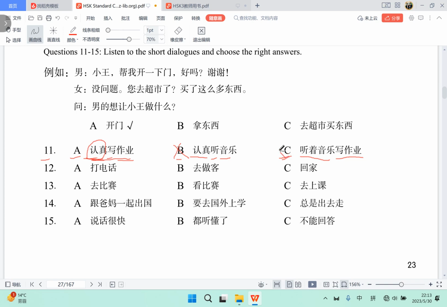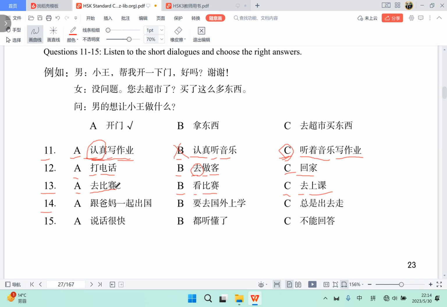So we have to pay attention to the question. Okay, number 12, 第12题, A 打电话, so make a phone call, and B 去做客, so to be a guest. 做客 is be a guest, so 去, to go and be a guest, to visit others, and C 回家, so back home. 第13题, A 去比赛, so to go to a competition, B 看比赛, to watch a competition, and C 去上课, to go to have class.